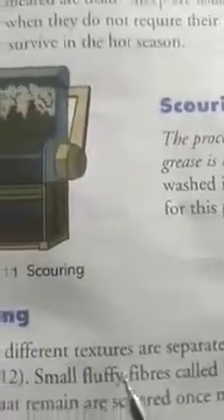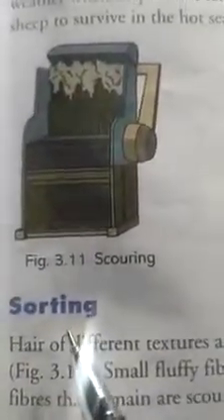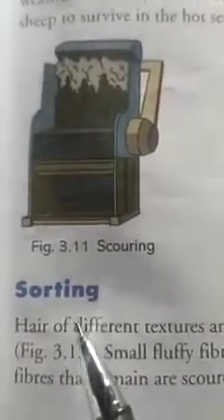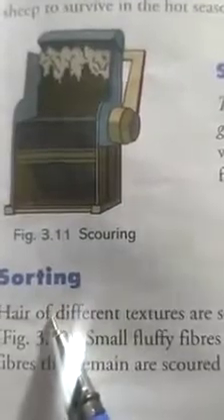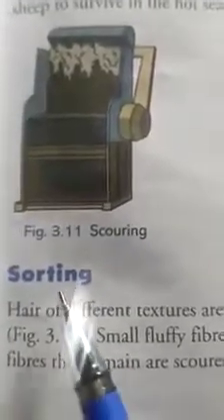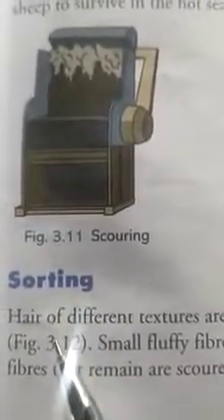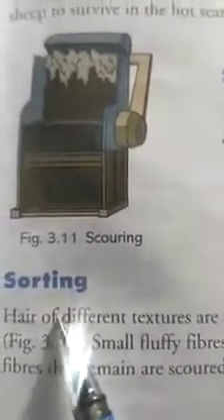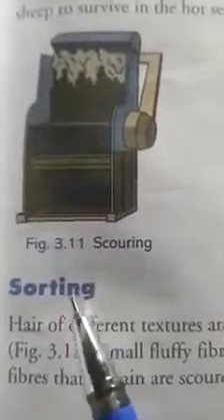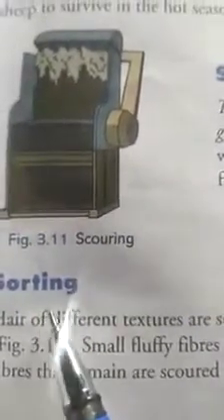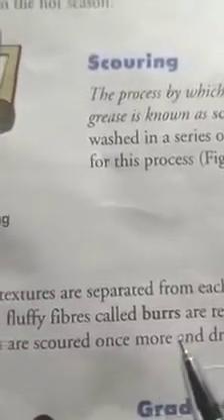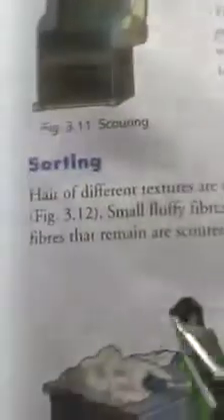Dear students, the process of separating long fine quality fleece from the remaining inferior quality or broken pieces is called what? Sorting. Dear students, after scouring, the wool is sorted into various categories on the basis of quality. Only the fleece of long hair quality will be sent to the factory for further processing. Dear students, now hope you understood.